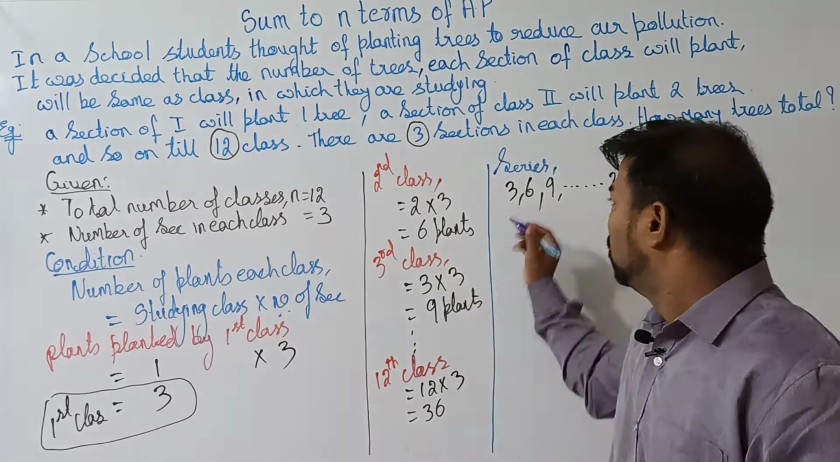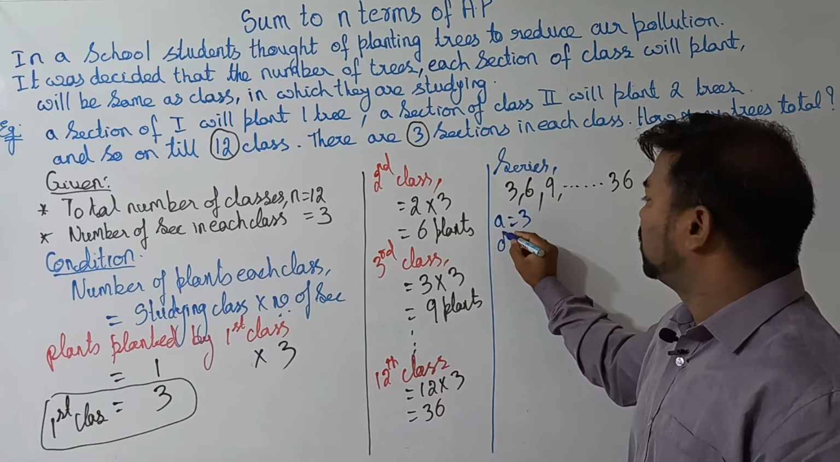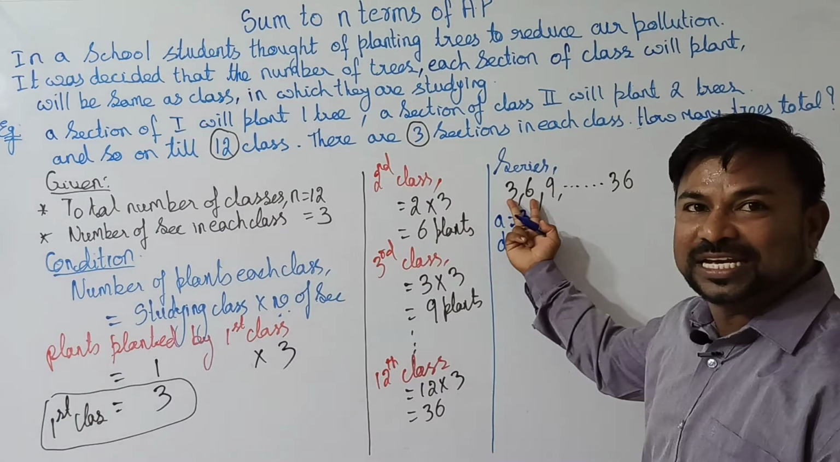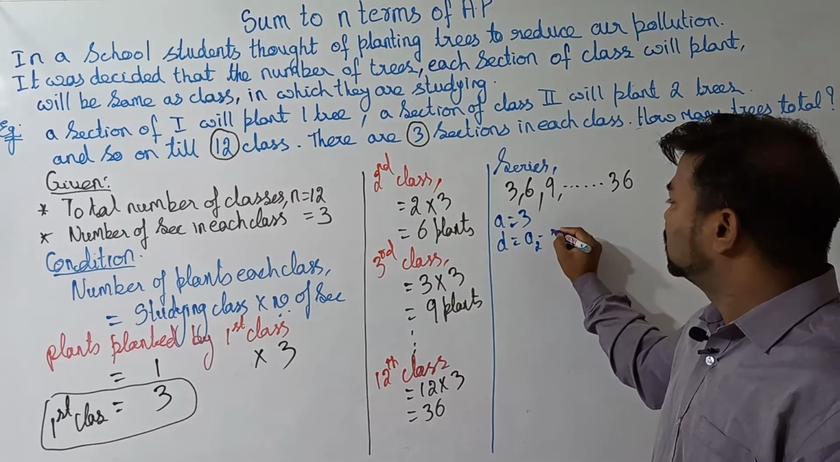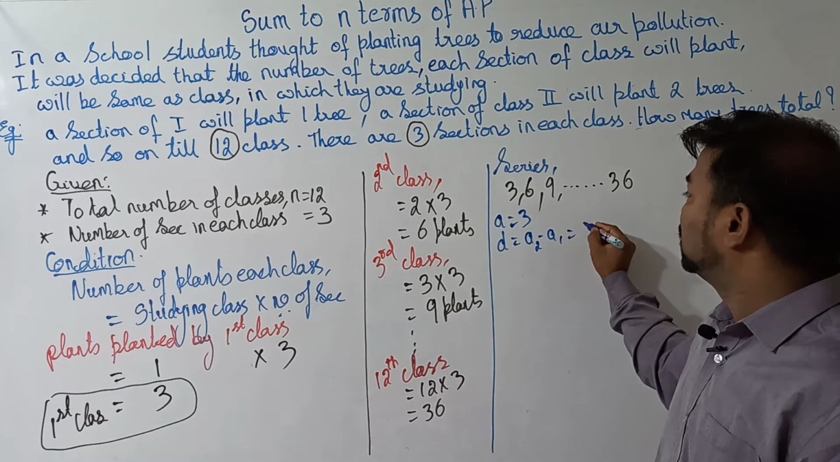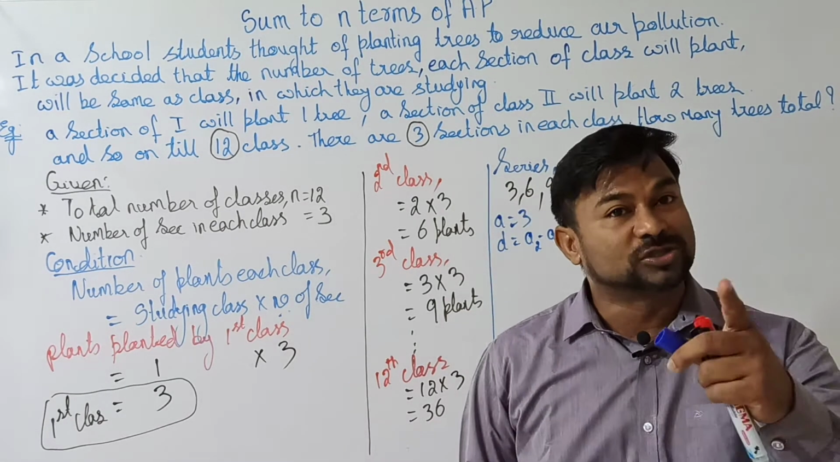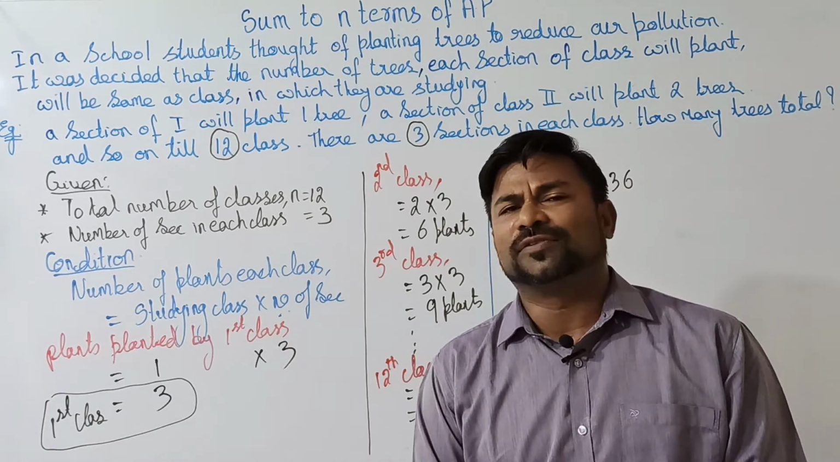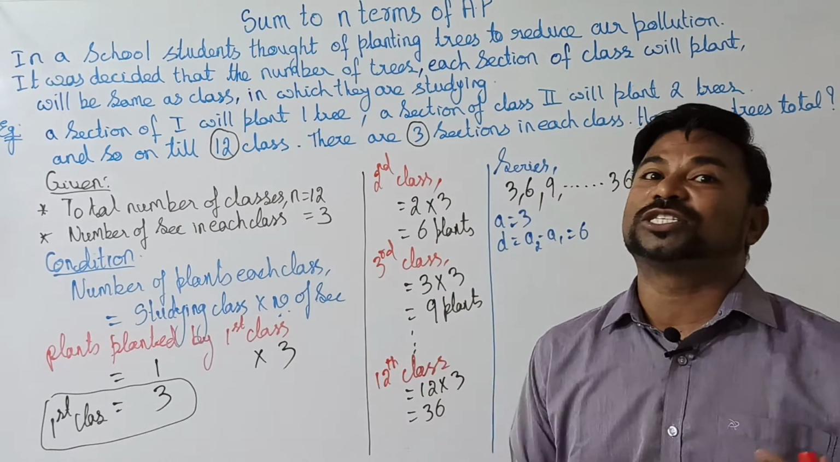Let's see that. What is the first term? First term is nothing but 3. And what is the common difference? The difference here is A2 minus A1, which equals 3. In the same way, if you check the difference, 9 minus 6 is also 3. Therefore, I can straight away say that they are following an arithmetic progression. Now, what is the question required?